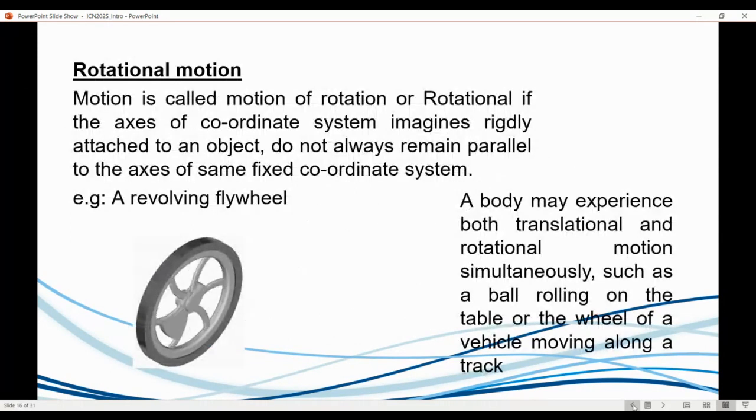There are so many examples. There's a revolving flywheel. That doesn't look like a flywheel to me, it's more like a pipe wheel, but it's continuously rotating. What's important to note is that a body may experience both translational and rotational motion. You see this with a car driving: its tires are rotating, but the car is also moving forward. Another example is a ball rolling on a table, or a wheel. That's just to understand the concept of linear and rotational motion.